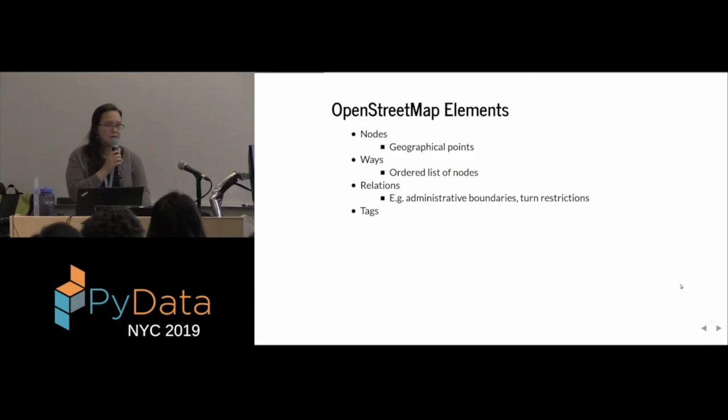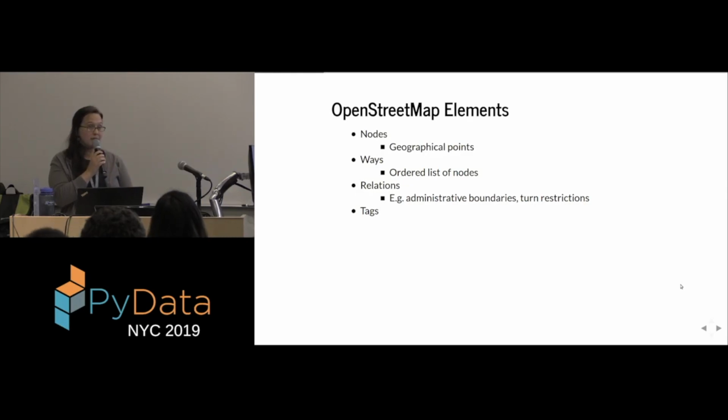OpenStreetMap represents their data as elements. This consists of nodes, which are geographical points, so anything with latitude and longitude. This consists of things like the traffic signals and cafes and other things like that. And then there are ways, which are ordered lists of nodes, and this is how they represent things like streets. So it sort of represents the curvature of the road.